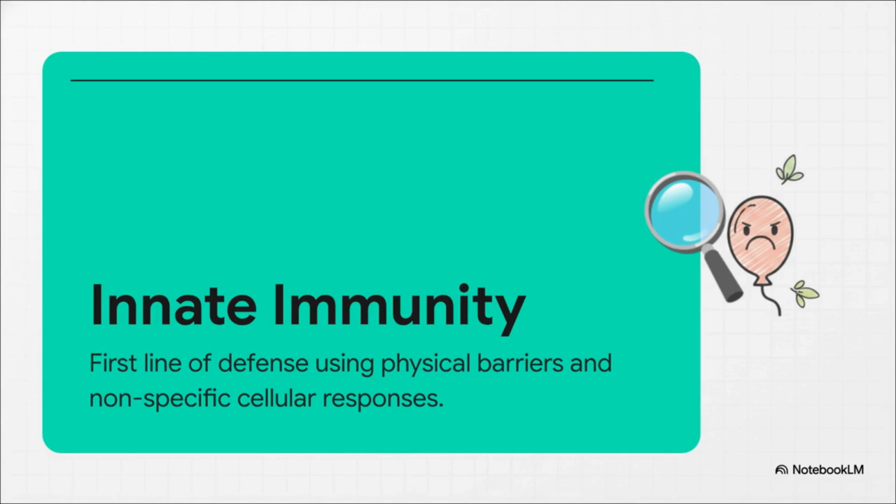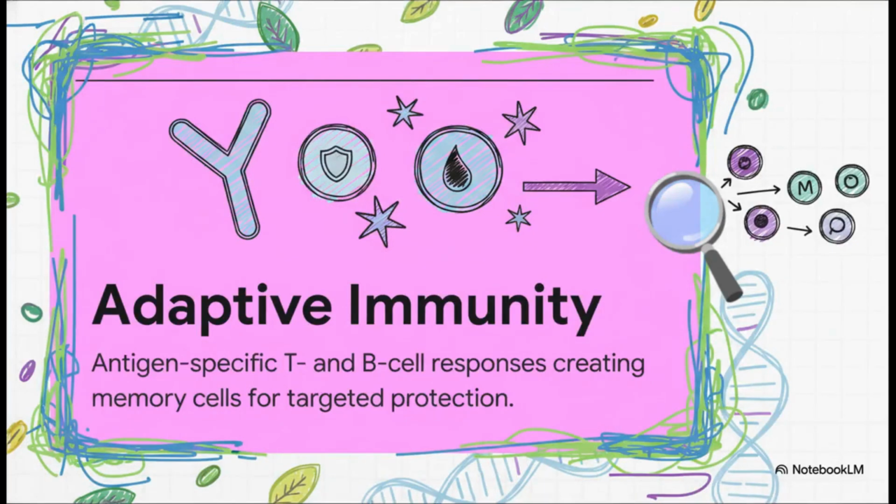Upon detecting danger signals via toll-like receptors, these cells secrete pro-inflammatory mediators. We are talking about tumor necrosis factor alpha, interleukin-6, and reactive oxygen species. This rapid response requires zero prior exposure to the pathogen. It happens instantly. Then we have adaptive immunity.